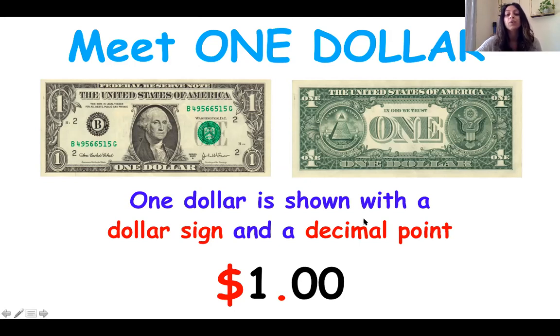$1 is shown with a dollar sign and a decimal point. So here we have a dollar sign, the S with the line that goes through, and then here we have the decimal point. The dollar sign tells us that this is how many dollars we have. We have $1. The decimal point separates the dollars from the cents. So on this side of the decimal point, you would write the dollars. On this side, you would write the cents. We'll talk a lot more about that later.